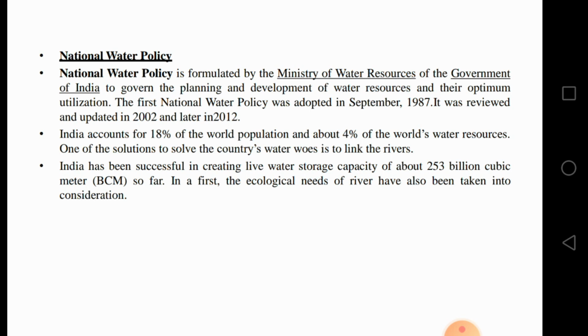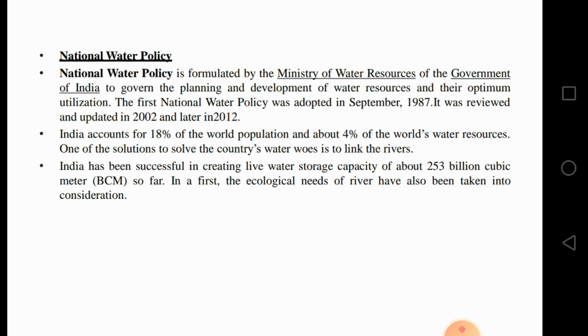Although groundwater is a community resource, it is still perceived as an individual property. In addition to that, there are inter-regional, interstate, intrastate, and also intersectoral disputes in the sharing of water. For these reasons, a national policy is required.